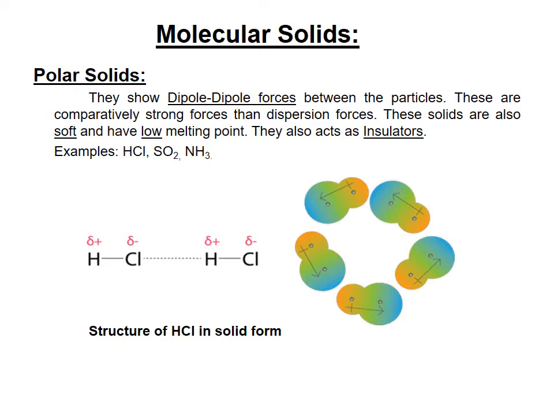They also do not acquire any kind of ions or delocalized electrons in them. As a result, they also act as non-conductors, that is insulators. Example, HCl. It has a high electronegativity difference between hydrogen and chlorine. Hydrogen acquires a partially positive and chlorine acquires a partially negative charge on it. You can see the solid structure formed on your screen.